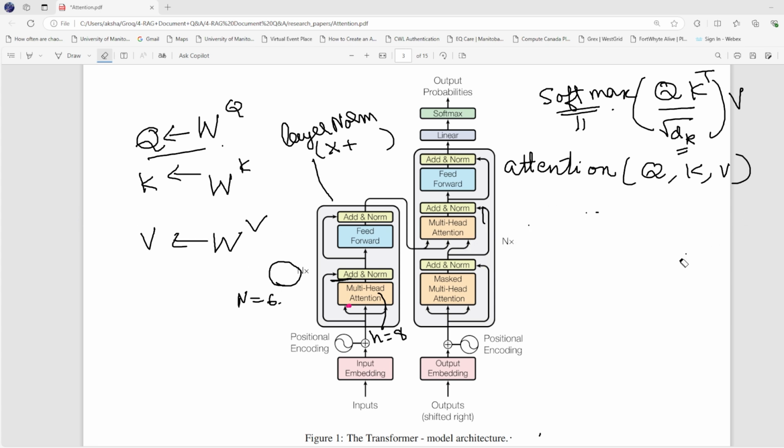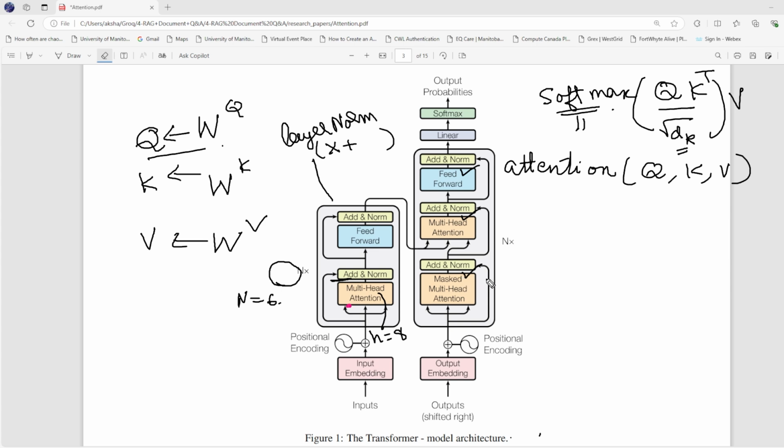So the decoder part is not exactly the same, but it has similar components. You can see there are three components here. One is the masked multi-headed attention. This is the normal multi-headed attention, and this is the feed-forward network. So what's the difference between masked and normal multi-headed attention?